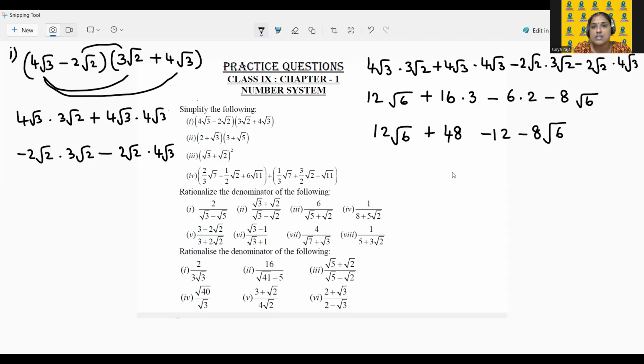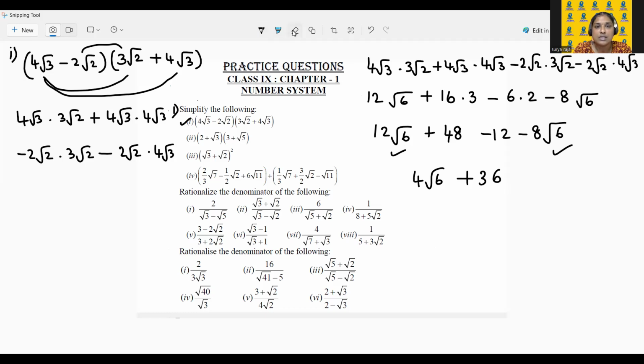Now we got this root 6 together. We can group like terms, right? 12 minus 8 would be 4 root 6. And what is this? 48 minus 12, 36. So this is the final answer for this first one. Okay. I hope this is very clear. Let me take you to the second one.